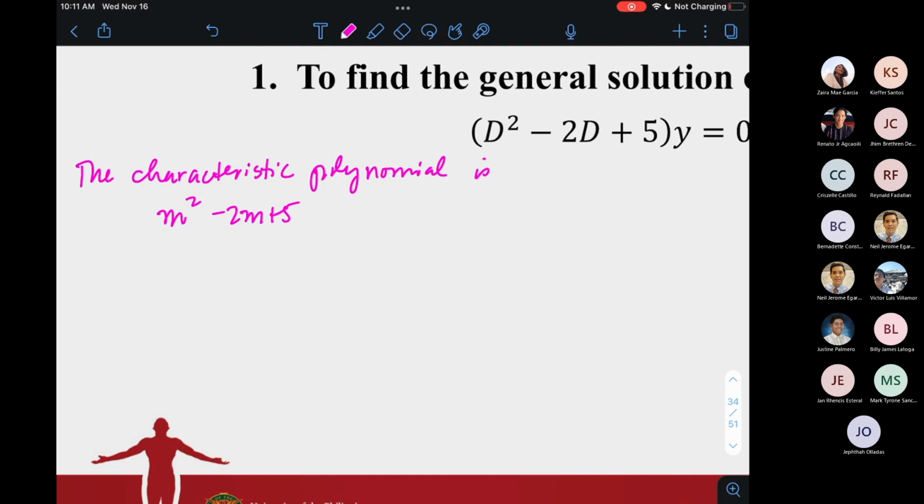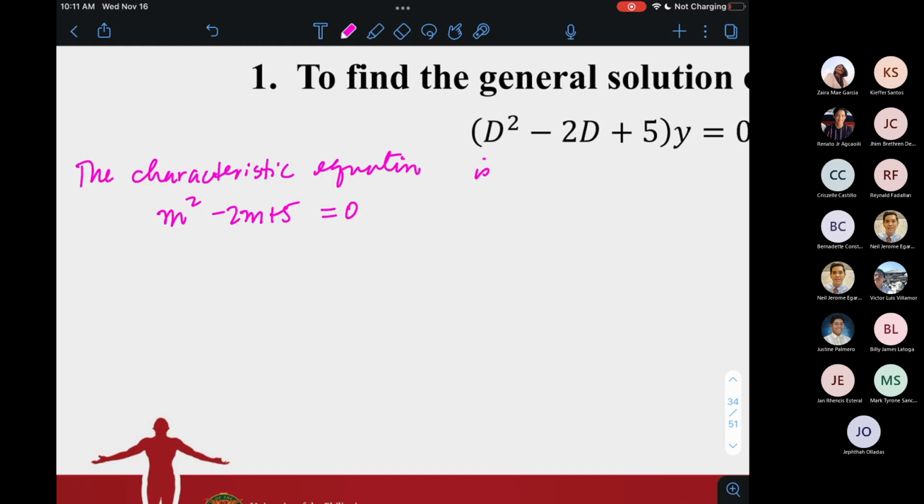So, or maybe instead of characteristic polynomial, sabihin ko ay characteristic equation para pwede kong i-equate sa 0. So yung characteristic equation natin ay m squared minus 2m plus 5 ay quadratic function. All right? And then solution sa quadratic equations, gusto nating mag-factor.